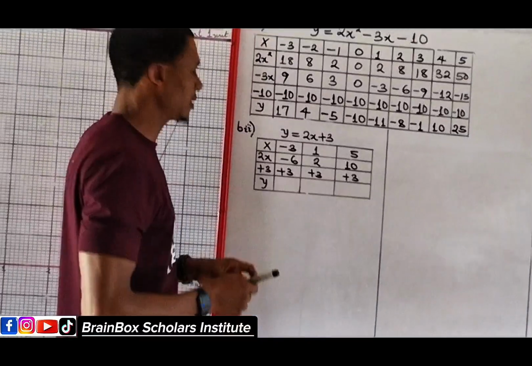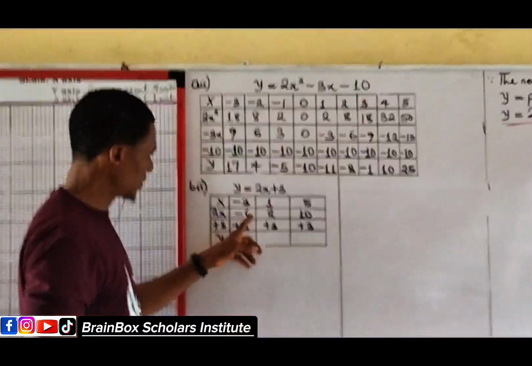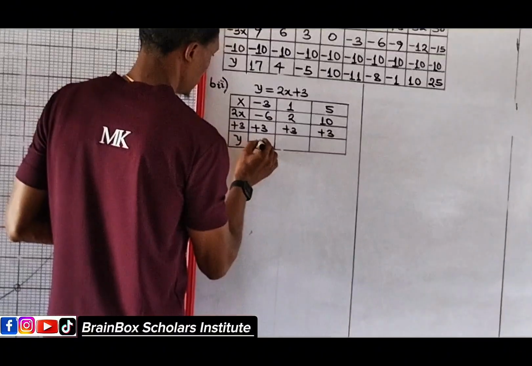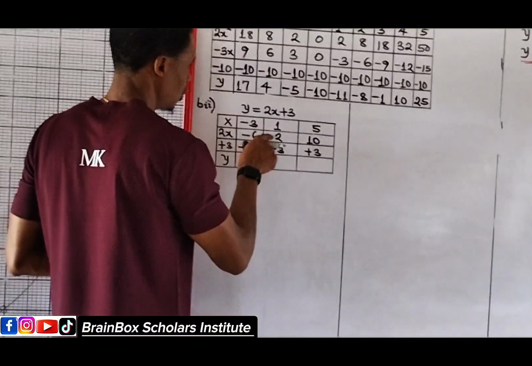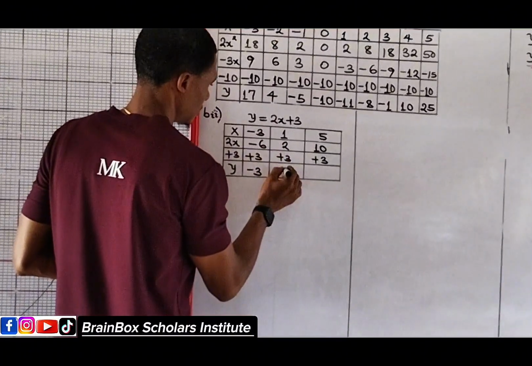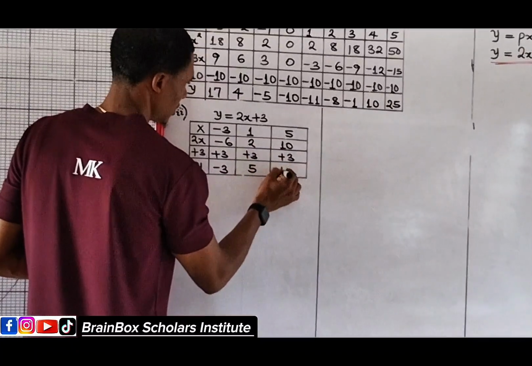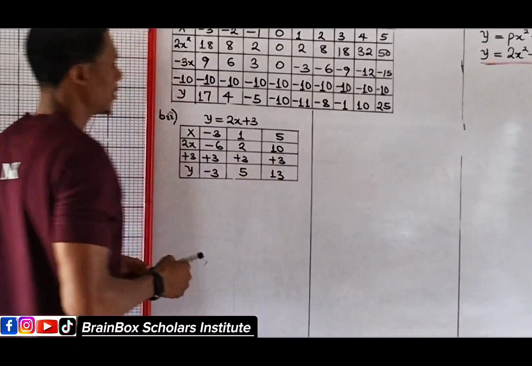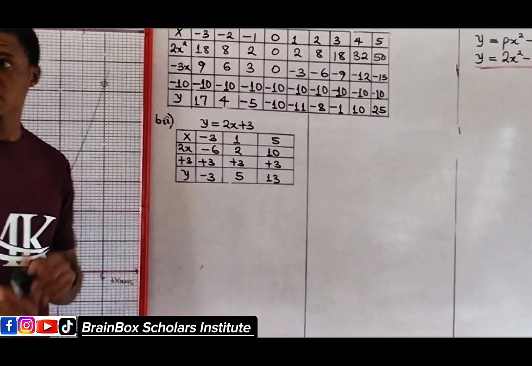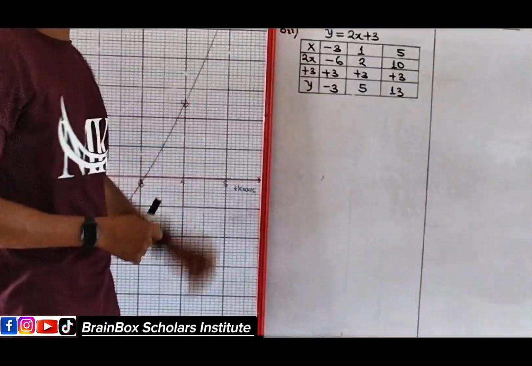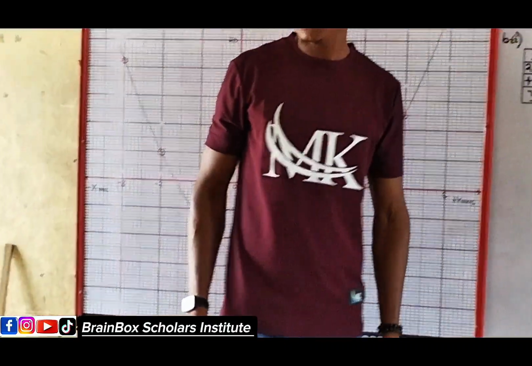Okay, so let's get the value of y. Minus 6 plus 3 is what? Minus 3. Then 2 plus 3 is 5. Then 10 plus 3 is what? 13. So my table is ready. So let me go and plot this table inside the same graph. Are you there? Alright.